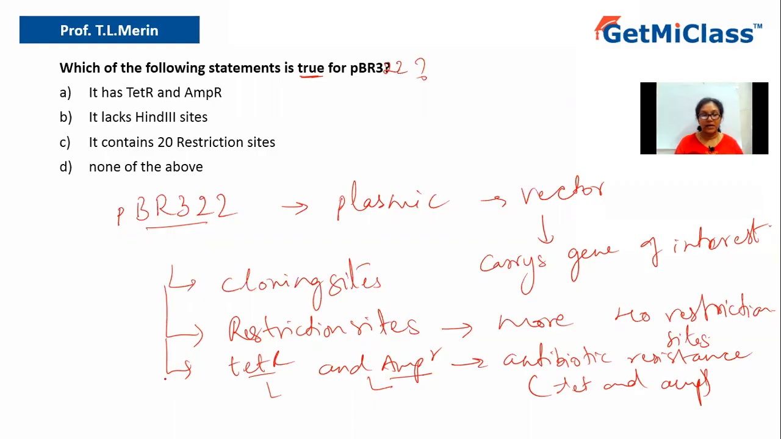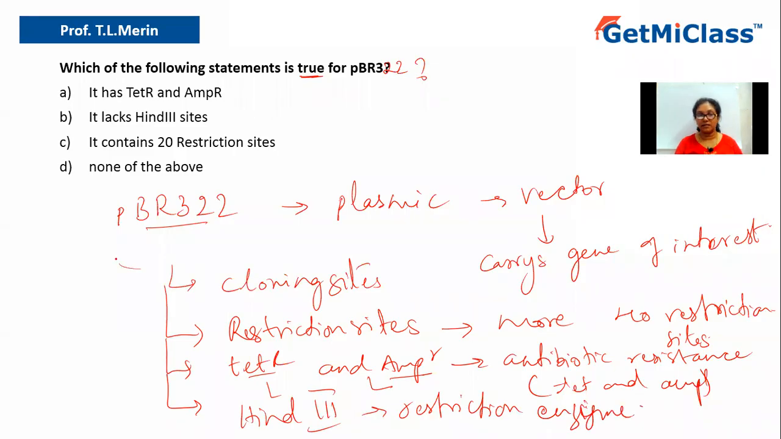Now, when I say there are more than 40 restriction sites, it also has a restriction site for HindIII. What is HindIII? It is a type of restriction enzyme, which has its specific site on this vector, and it will bring about cleavage of pBR322 at that particular site. That is why we can say that it has a restriction site for HindIII.